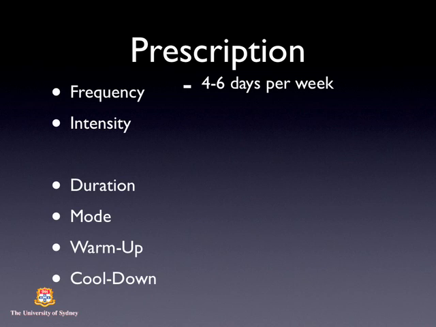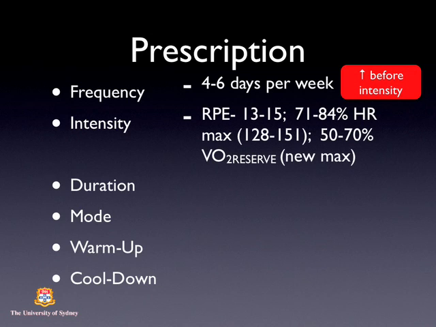Frequency could go up here, 4 to 6 days per week. Now you increase frequency before you increase intensity. But also his intensity could progress along from the 12 to 13 level up to 13 to 15 on the RPE scale out of 20. His percent of heart rate max and therefore his percent VO2 reserve would progress, but his new VO2 reserve would be based on his new max test that he just performed, not his original one.